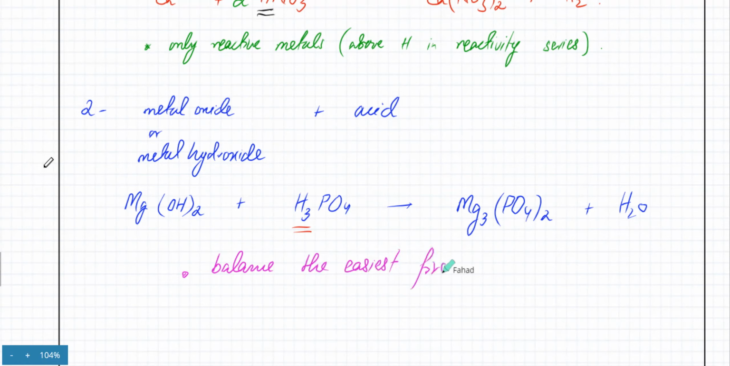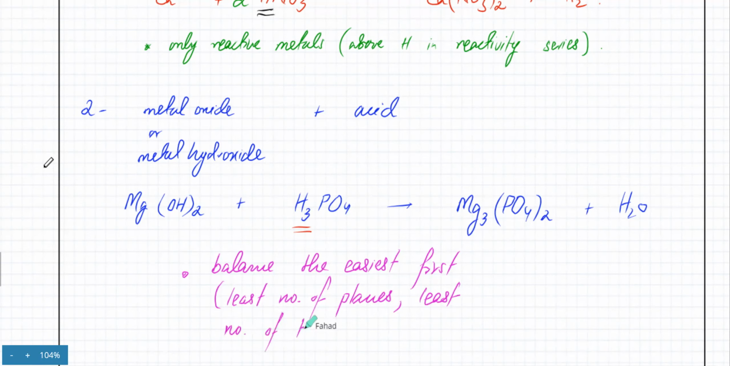मतलब उस एलिमेंट को बैलेंस करना है. Because as soon as you have more and more terms, balancing becomes difficult. So balance the easiest first. Easiest is the element that comes in the least number of places, least number of times. So if you look at this equation, सबसे कम जो आ रहा है, that's magnesium.